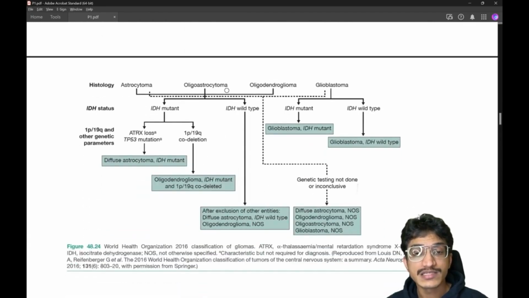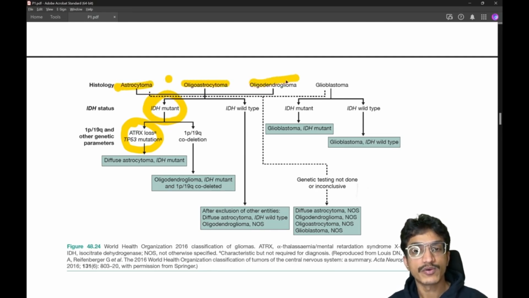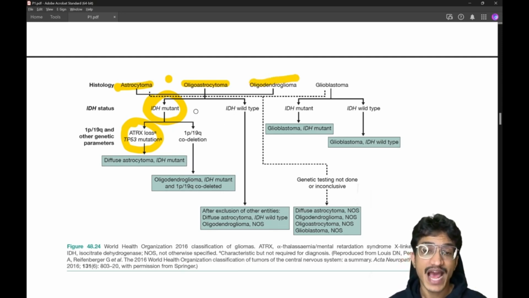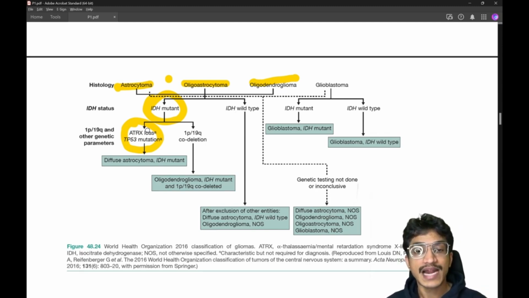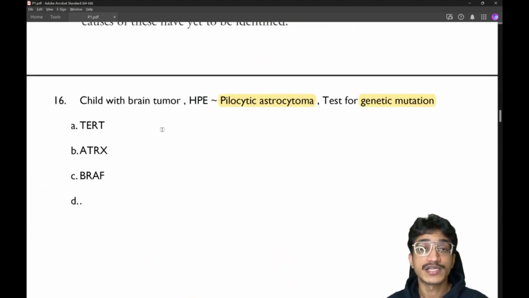So amongst the answers, ATRX loss is seen in patients who are IDH mutant, and that is associated with astrocytoma, oligoastrocytoma, oligodendroglioma. IDH wild type will be those who are not having any genetic mutation. If they are IDH mutant, there is loss of the ATRX gene and TP53. So according to me and the reference given in Bailey 28th edition in the neurosurgery chapter, the answer should be ATRX.